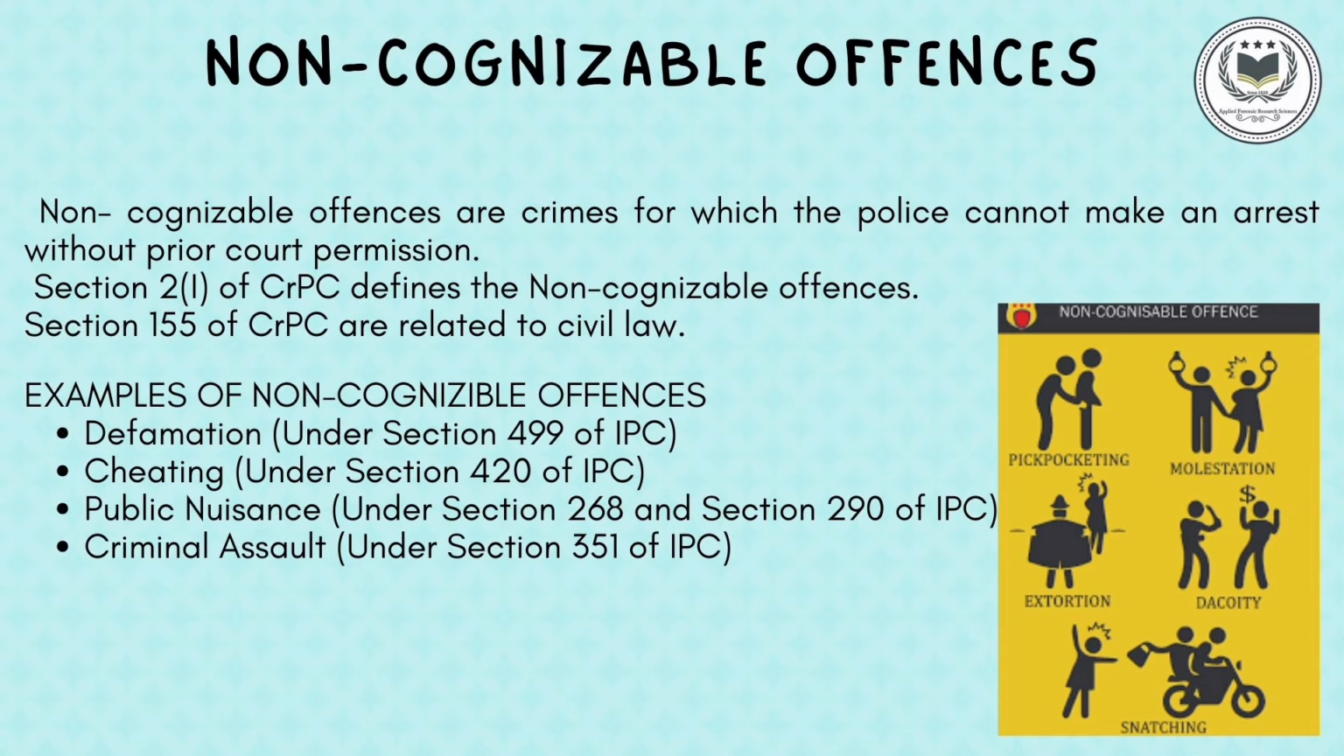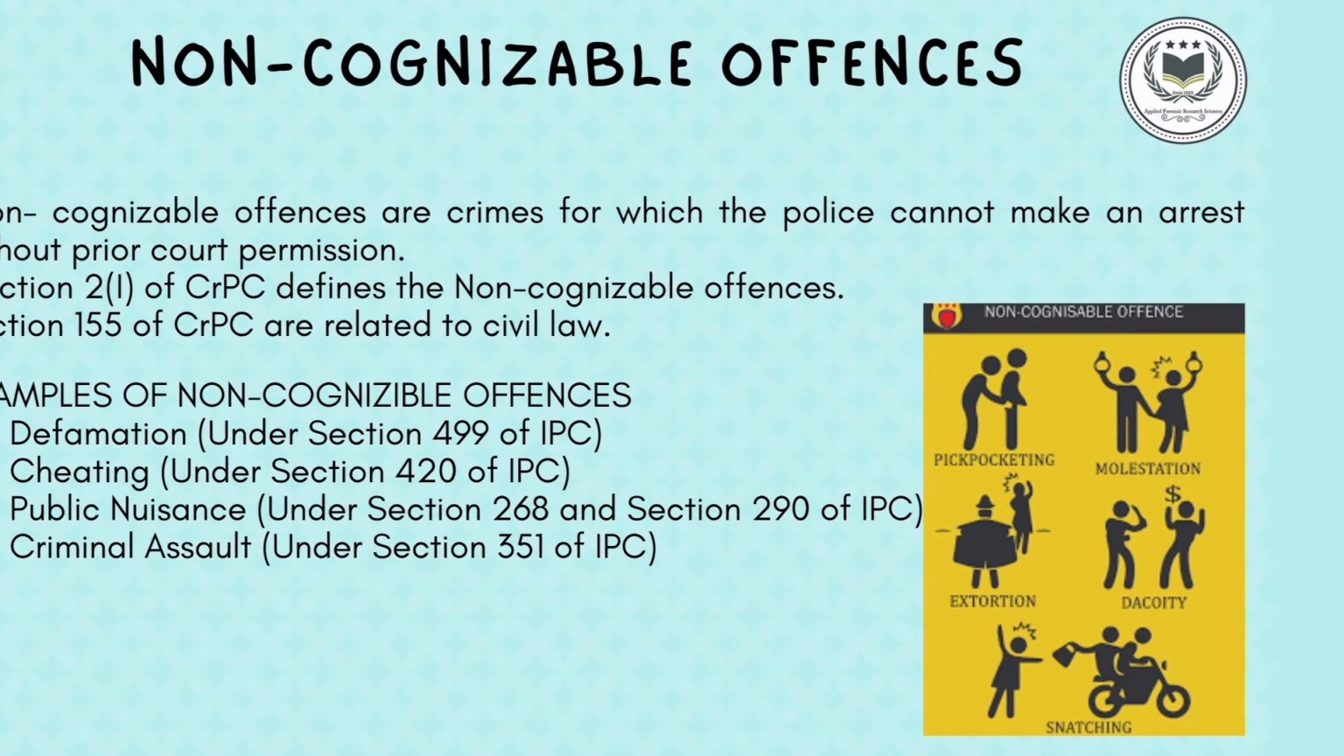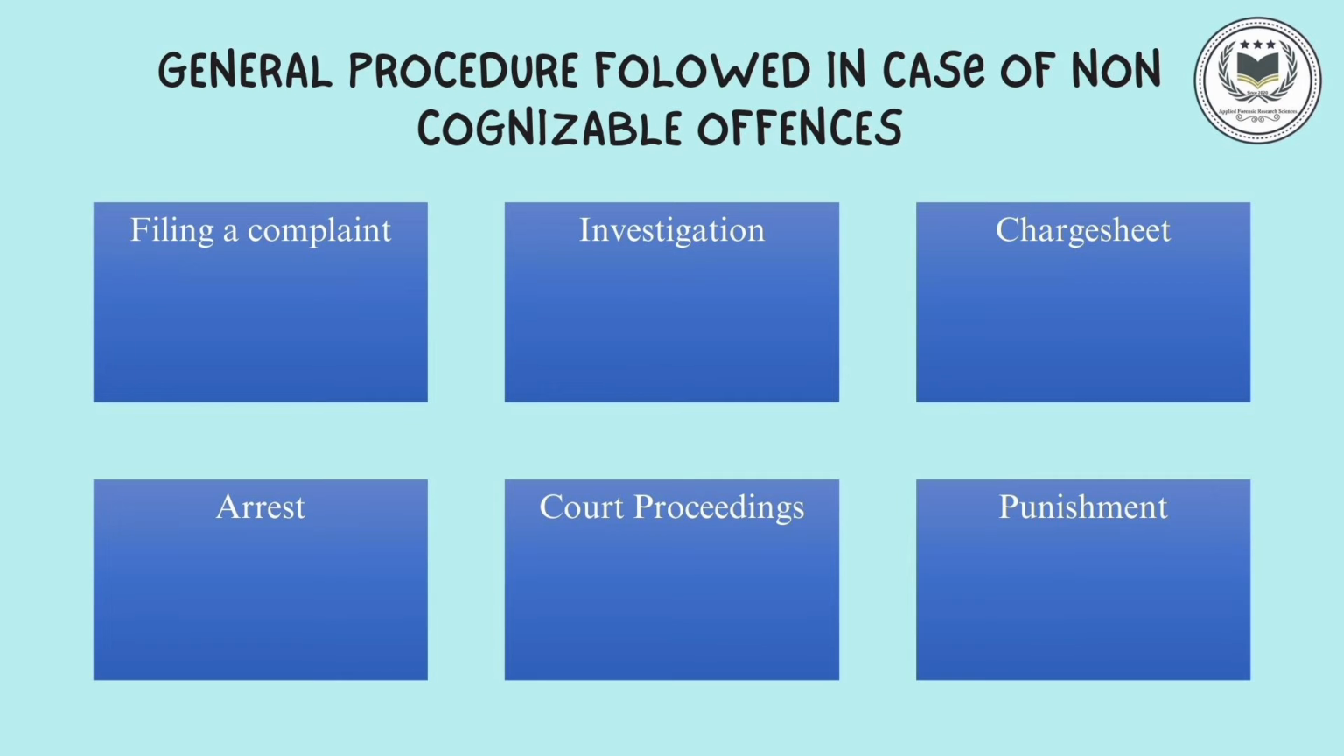Some examples of non-cognizable offenses are defamation under section 499 of IPC, cheating under section 420 of IPC, public nuisance under section 268 and section 290 of IPC, criminal assault under section 351 of IPC.